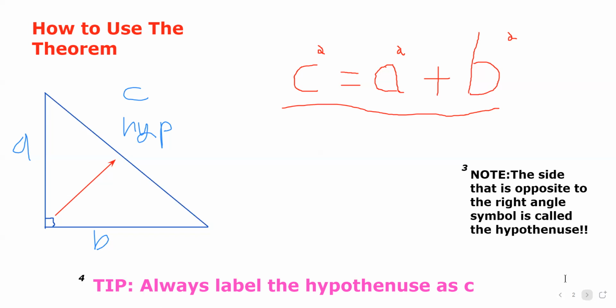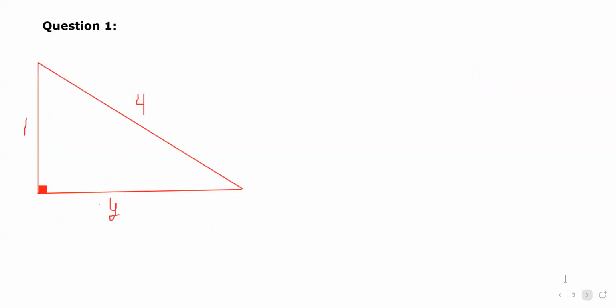Alright, so it does make everything easier. So let's get into some questions if you see what we're talking about. So we have this triangle. The first thing I normally check is to see if it is a right angle triangle. So we can clearly see the symbol here. So therefore, it is a right angle triangle.